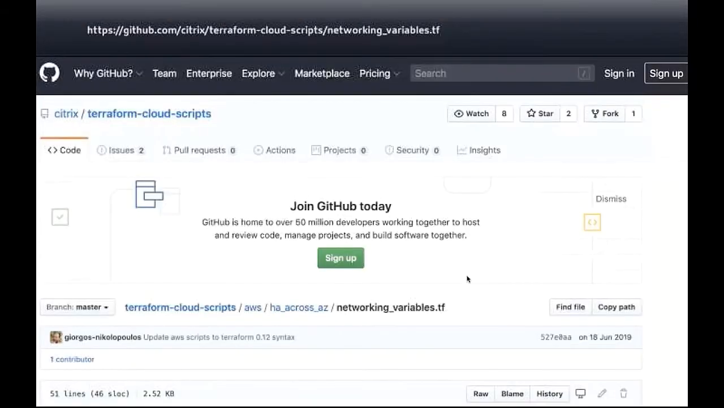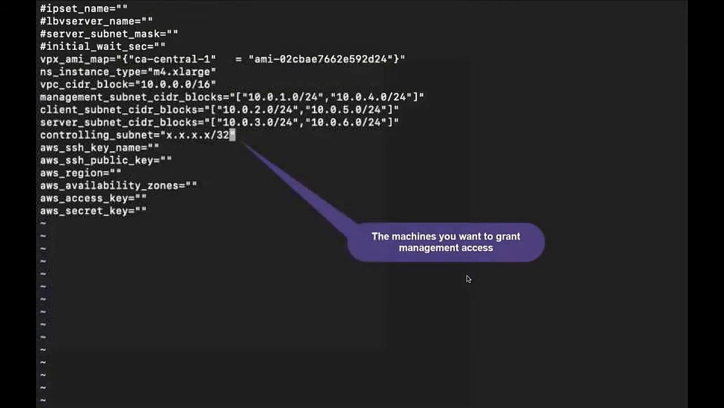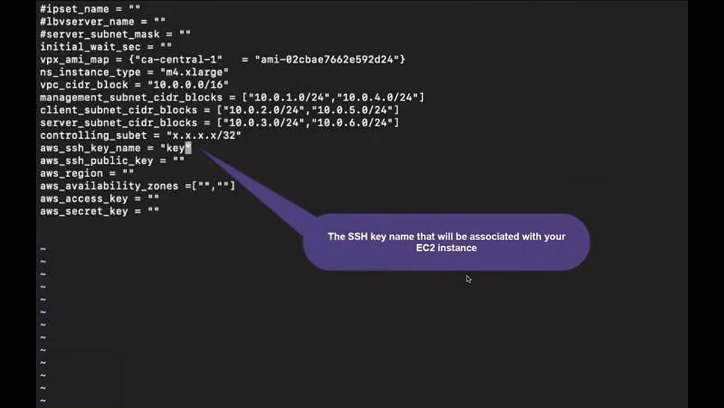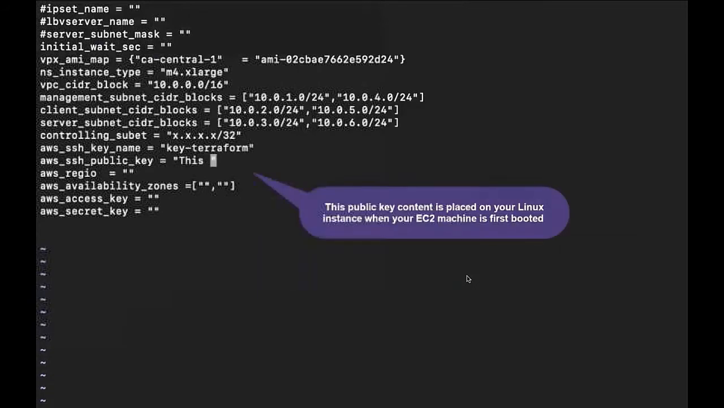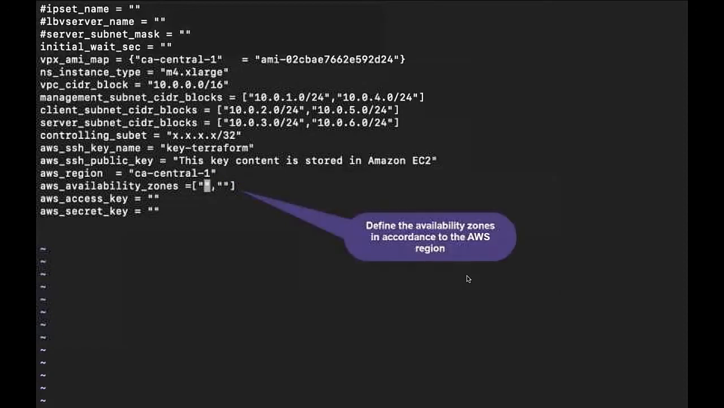The controlling subnet is the set of IPs you want to grant access to the VPN instance. Here I have allowed only my machine IP. Also, you can assign unique AWS SSH public keys, which will be stored in your Linux system, that will help you to SSH into your ADC instance. Likewise, fill in the details for AWS region, access key, secret key, availability zones as stated here.